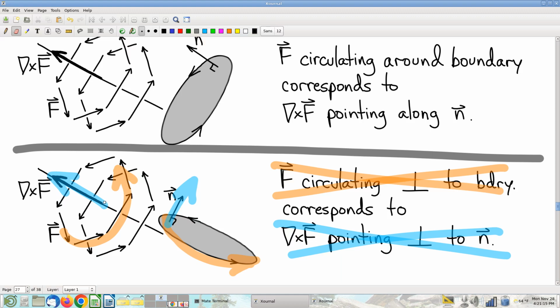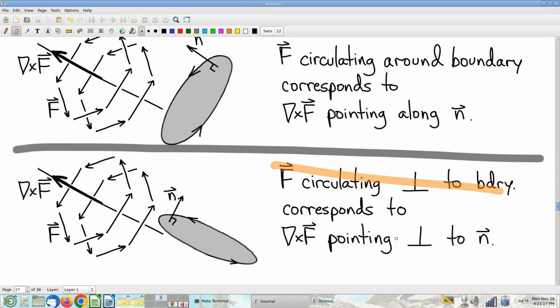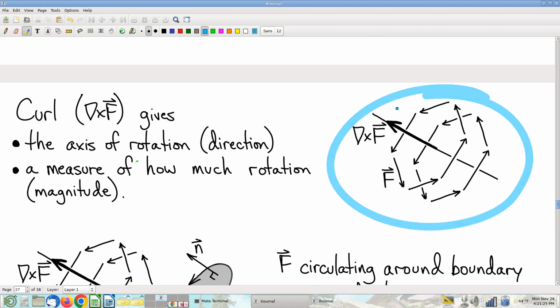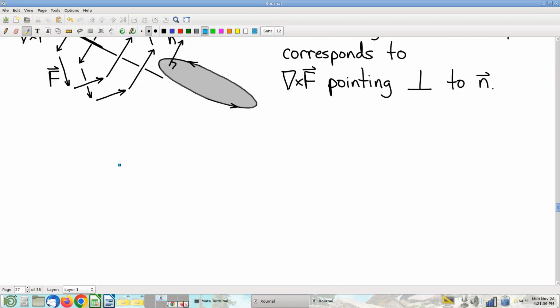So anyway, that's just a plausibility argument. I hope that's somewhat persuasive perhaps. But this is the justification then for my claim of what curl is. Curl defines an axis of rotation and in some sense by its magnitude a measure of how much rotation the fluid is doing. And we seem to be out of time.